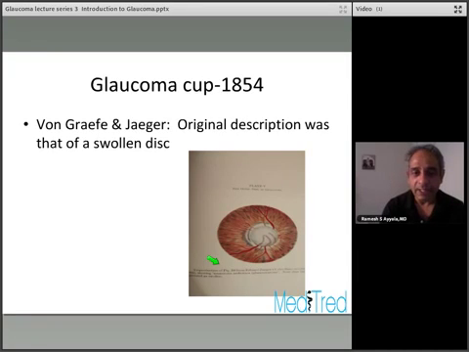And they both thought that glaucoma optic nerve head actually is not cupped, that it was swollen. So the initial description of glaucoma nerve head was a swollen optic nerve head. And that's a limitation of the optics of the direct ophthalmoscope that they had access to in those days.